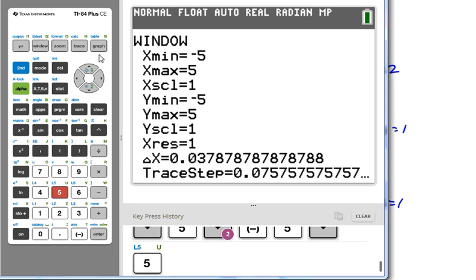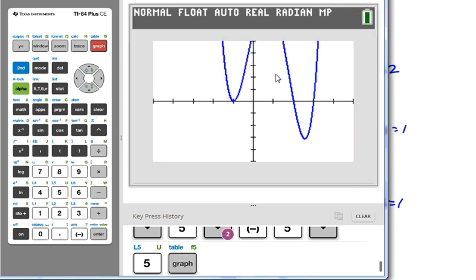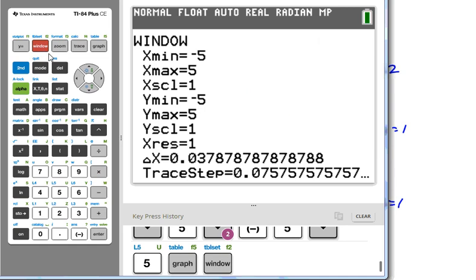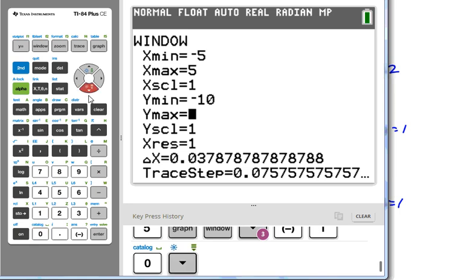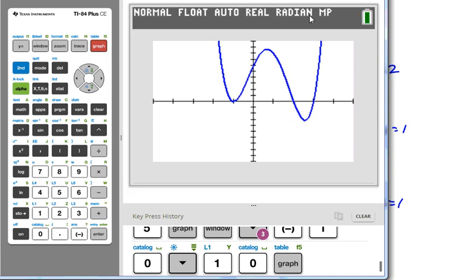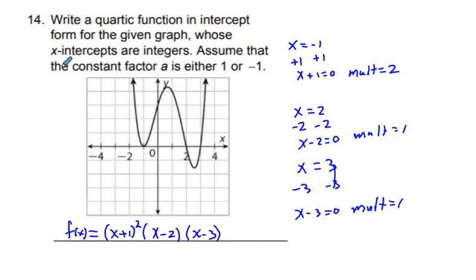The scale is not given on the graph there. So the scale is not exactly the same, but the zeros are the same, and that's the important thing. If we want to get the scale more correct, we might do like negative 10 to 10. I'm not sure exactly what it is. And then, yeah, that looks more accurate. Anyway, that's going to be it.